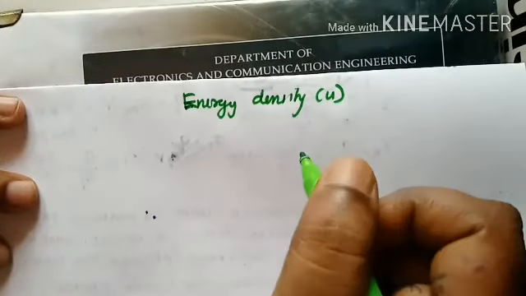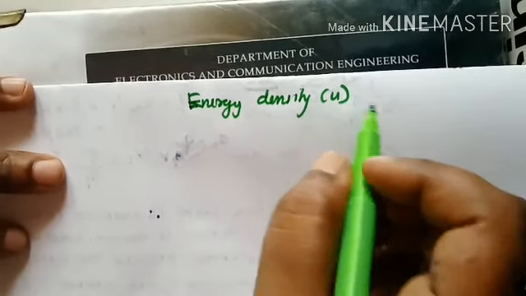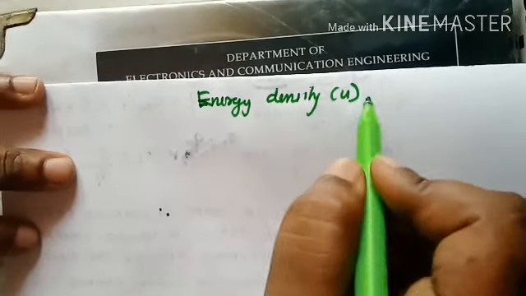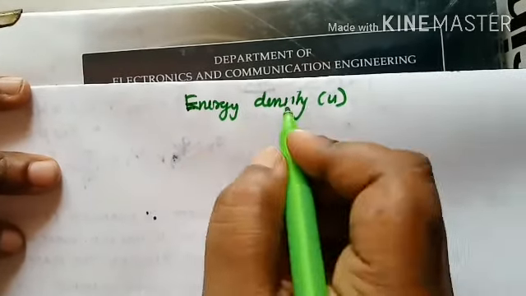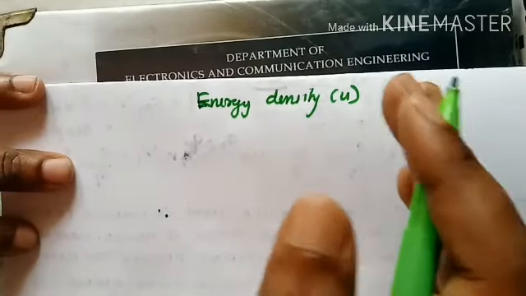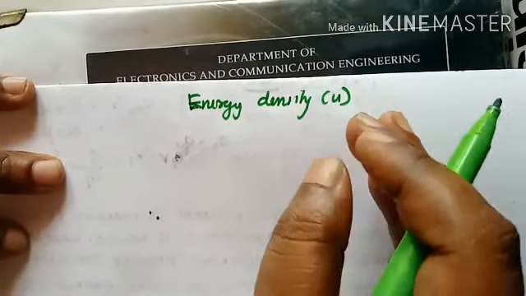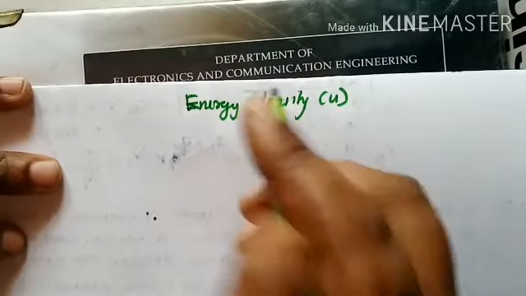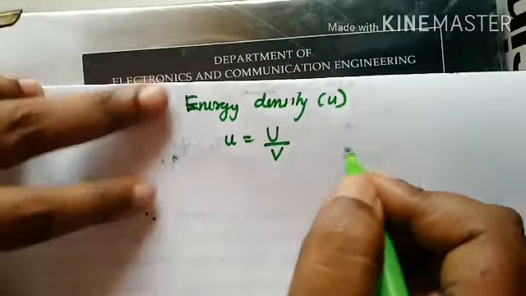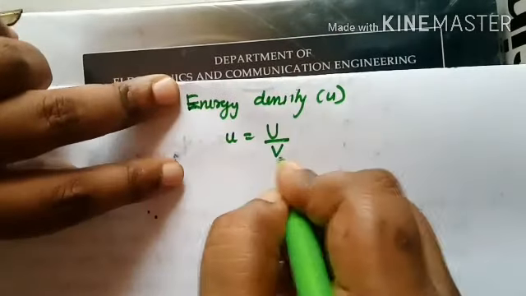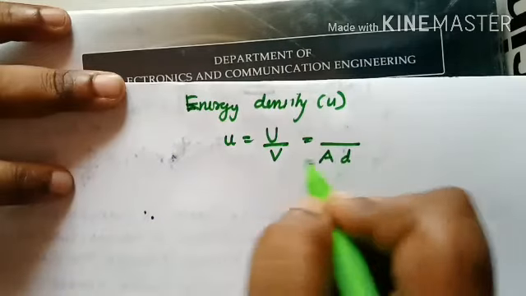The next term which you have to deal with is energy density, which is small u. What was energy stored? Capital U. Energy density is small u. Now energy density is energy per unit volume, that is how much energy is stored in one unit volume of a capacitor. So u can be written as capital U by V. Now V means volume of the capacitor, that is area into distance between the plates.